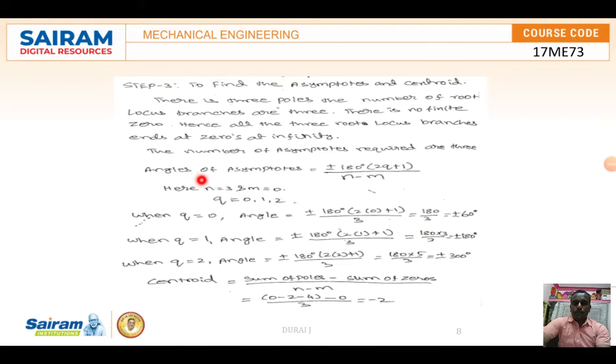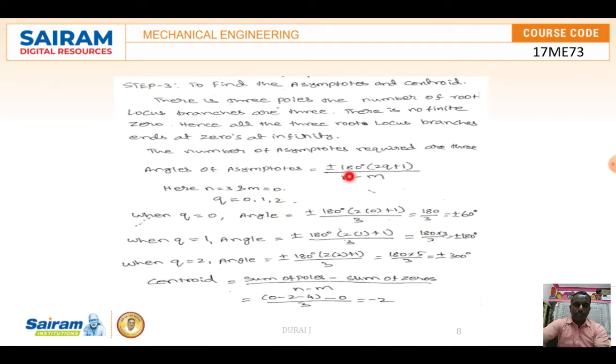Okay, so the formula for the asymptote angles is plus or minus 180 degrees into 2q plus 1, divided by n minus m. Here, n minus m is 3 minus 0, which is 3. So the q values you are going to take are 0, 1, 2.